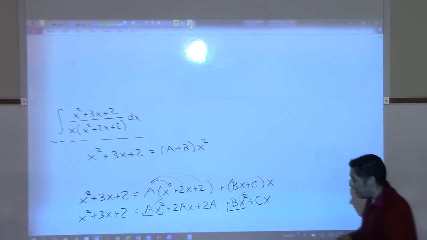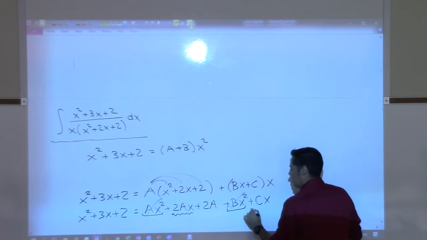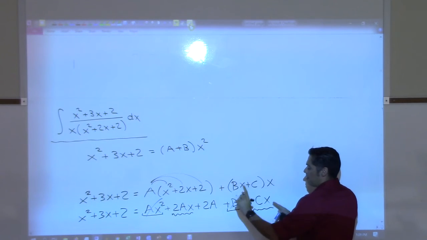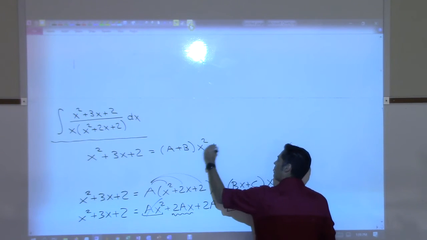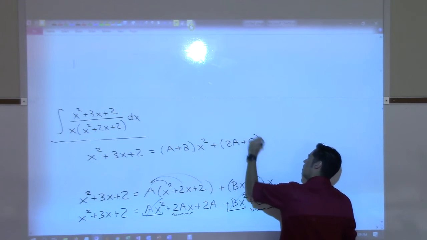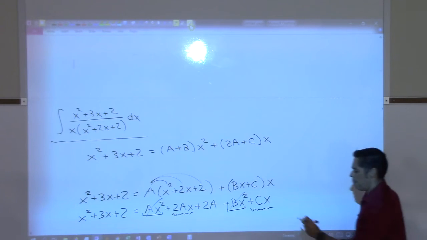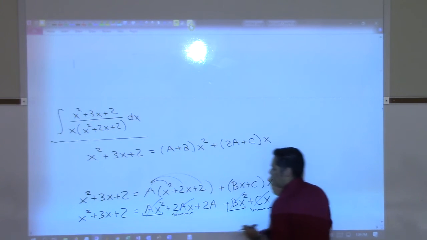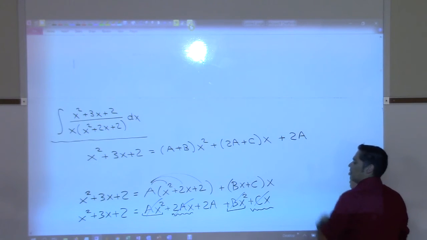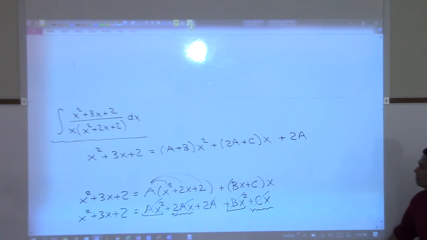And now I'll get my x terms together, which I have this one and this one, right? Those are my two x terms. So I'll put those together and factor the x out the backside. So I'll have plus 2a plus c times x, right? That's this. And then we have by itself just 2a. And that makes sure I've got everything there. Yeah, everything's taken care of.